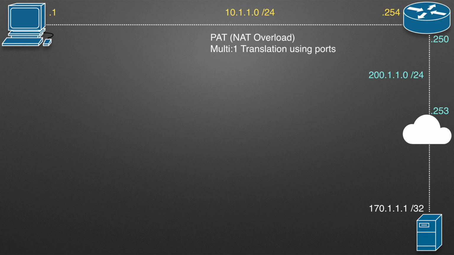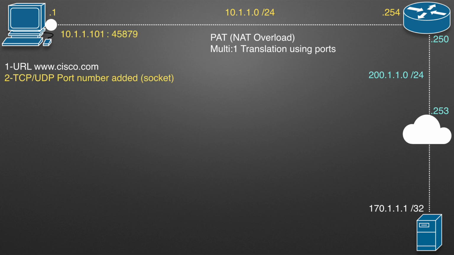How can I use PAT on my network? Let's assume we have 200 users that want to connect to the internet, but we only have one public IP address provided by the ISP.